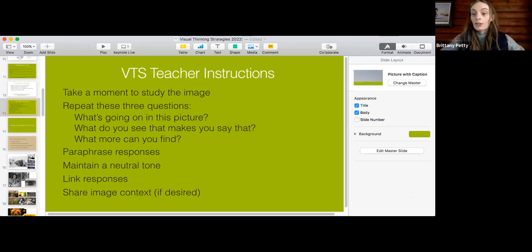So basically, you would show them the image and then ask them, take a moment, what's going on in this image? And as they start to say answers, you ask, what do you see that makes you say that? And then paraphrasing their answers, trying to link your class's answers together, while remaining in that neutral tone. So you're just facilitating that discussion. And if given enough time, they should begin to interpret that image and learn more from it.